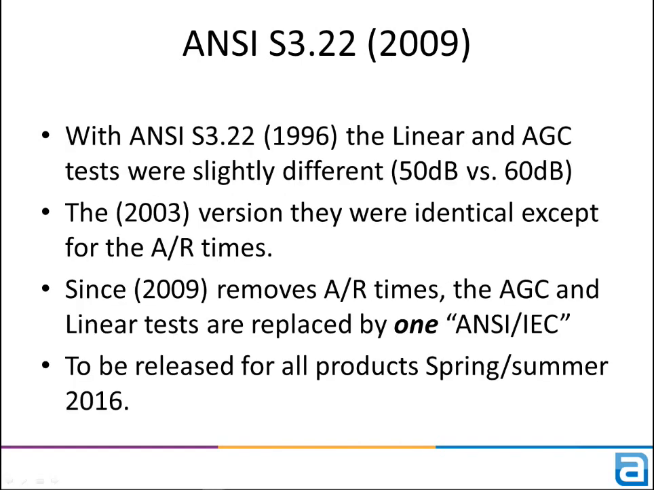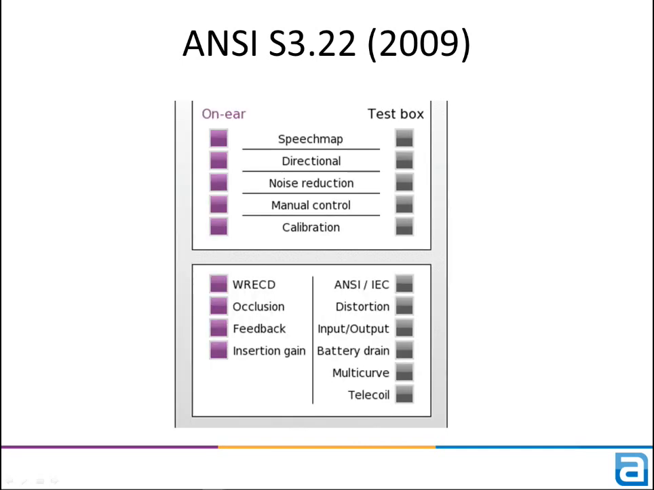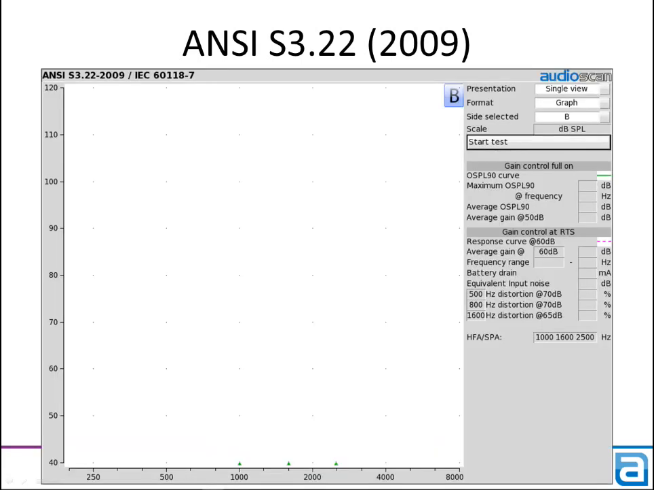A quick bit of background: ANSI tests were always separated into linear and AGC, as there were some differences. When the 2003 standard came out, these two tests became identical except for the attack and release times, which were only in the AGC version. Since these are now gone, linear and AGC have been merged into one test on the menu. The look of the test is similar.